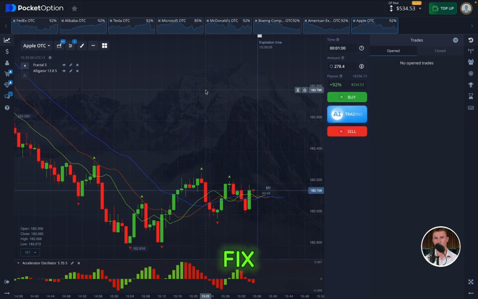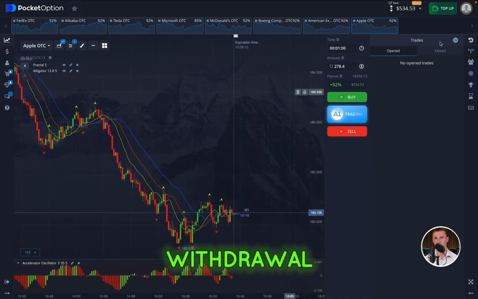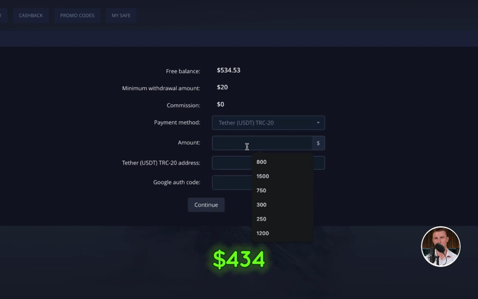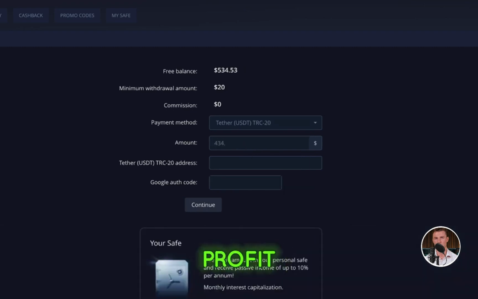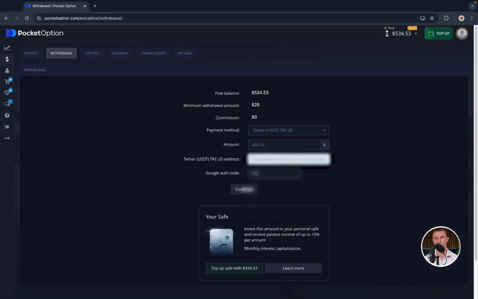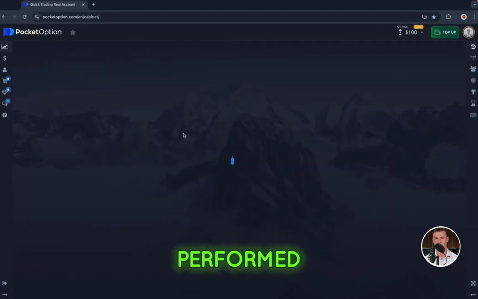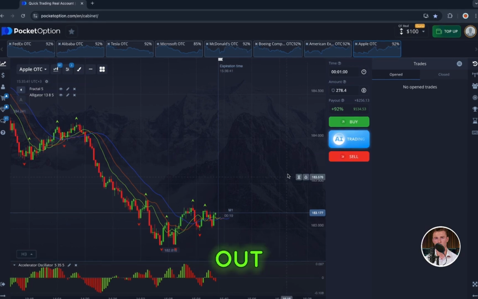Let's probably fix today's profit. In general, a good trade turned out. Go to the withdrawal tab. $434 is the amount of today's profit. The withdrawal operation is being successfully performed. This is how the trade turned out for today.